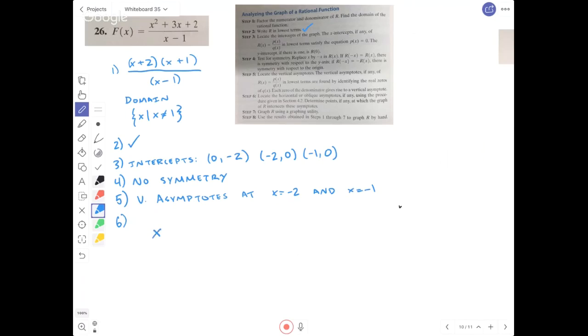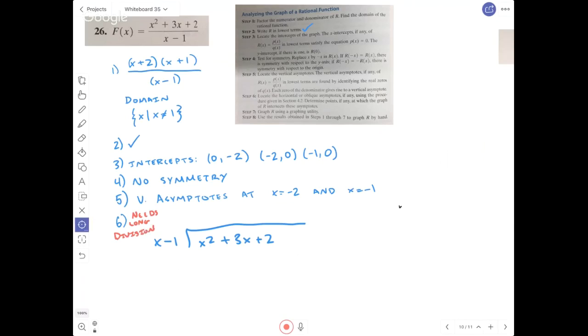So I am rewriting the graph again from its original form, and I'm going to do that by dividing x minus 1 into x squared plus 3x plus 2. So this needs long division. Whew, such fun. And how do you do long division? Well, x goes into x squared x times. X times x makes x squared.